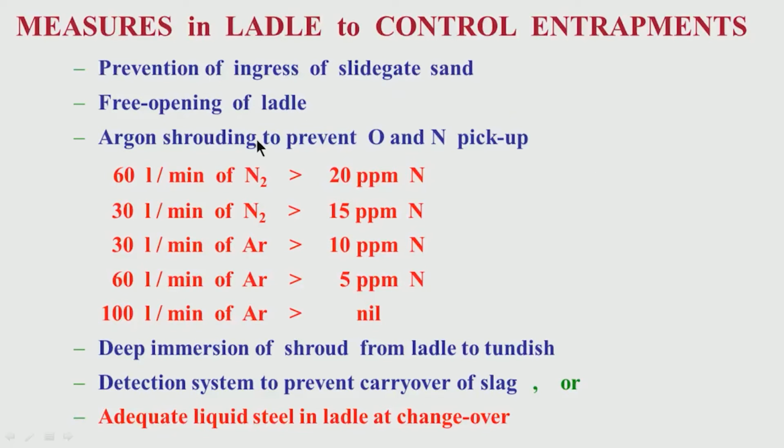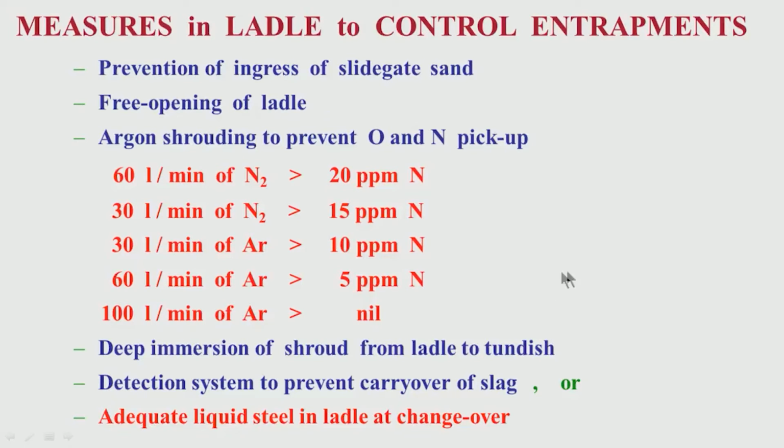Next, some argon shrouding is necessary. I have shown and discussed how much argon flow is necessary, about 100 liters per minute, to prevent oxygen and nitrogen pickup. Any amount of argon will not help. With 30 liters per minute of argon, there is still some nitrogen and oxygen pickup, because some amount of air ingress will be there. If it is 100 liters per minute of argon, then air ingress is controlled and there will be nil pickup of oxygen and nitrogen.